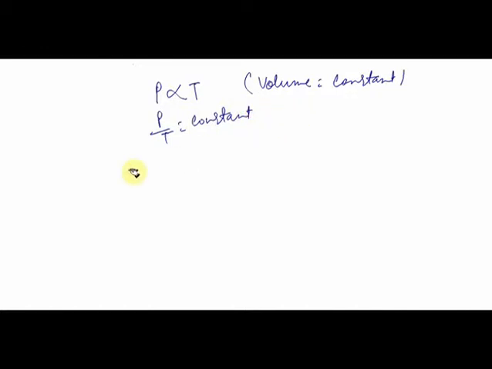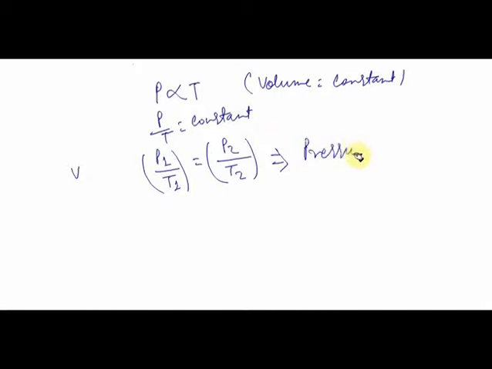At a given volume, suppose at volume V the temperature of the gas is T1 and the pressure is P1. Let's say that we have increased the pressure to P2, then its temperature will also change in such a way that P1 by T1 is equal to P2 by T2. So this is the pressure law.